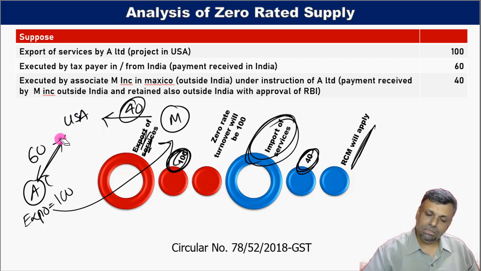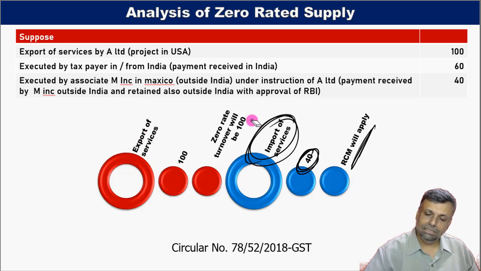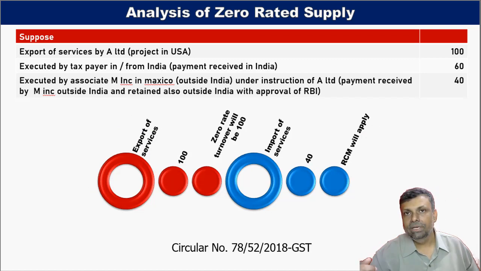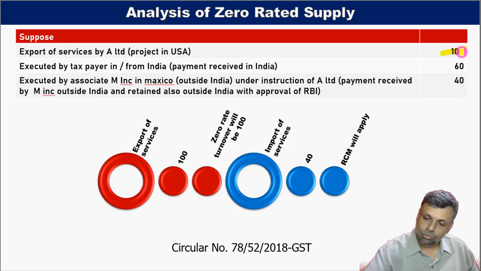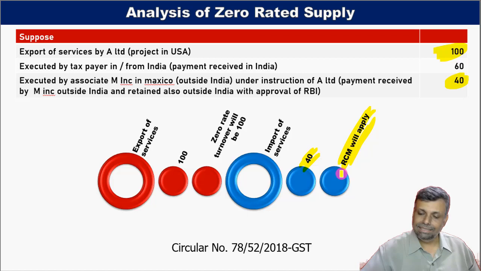So this particular circular has very boldly and perfectly clarified that no matter how the transaction is done, whether you have received full payment in India or only some portion of that payment in India, your export of services value is going to be 100, in any situation. And whatever is paid directly by your customer to your subcontracted person, that much amount will be regarded as your import of services, and the RCM provision may apply to that transaction. This has been clarified by this circular.